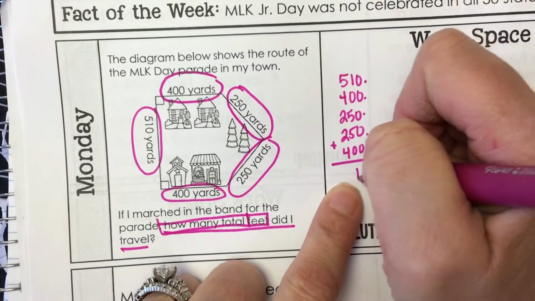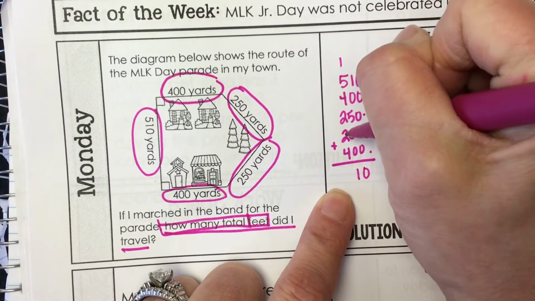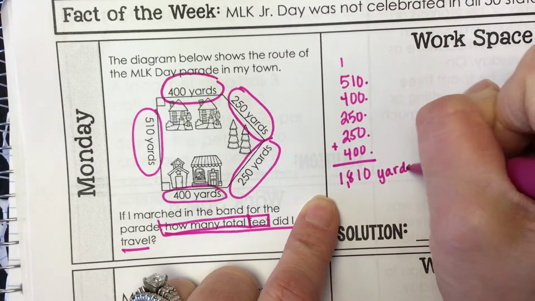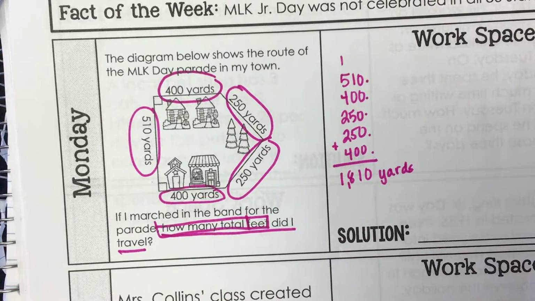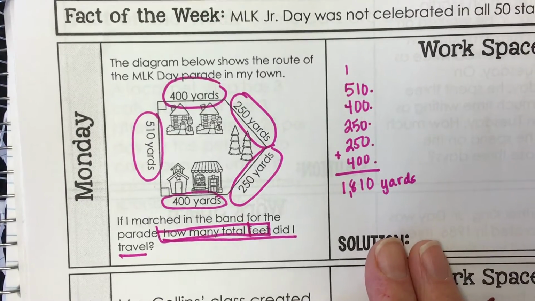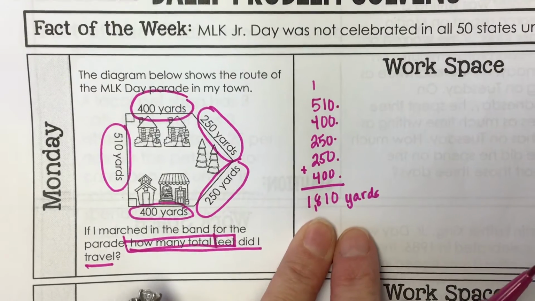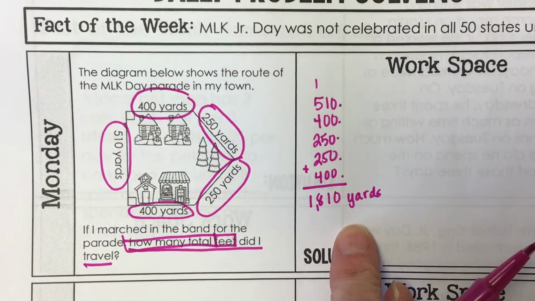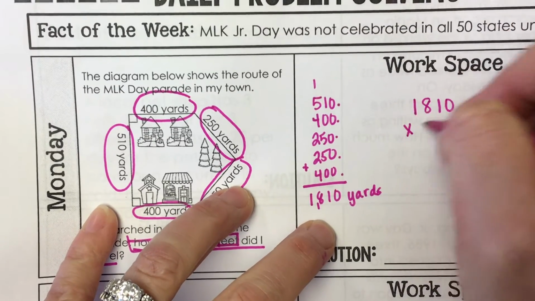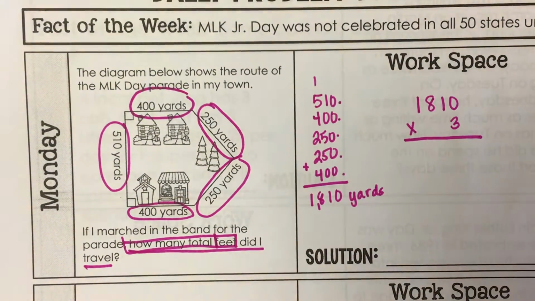Okay, so when I add these together, I get 5, 9, 10, 12, 14, 18, 1,810 yards. A lot of you got that far. Now, we know that in 1 yard, there are 3 feet. 3 feet equal 1 yard. So if there's 3 feet in 1 yard, then I have to multiply 1,810 times 3 to figure out how many feet are in 1,810 yards.